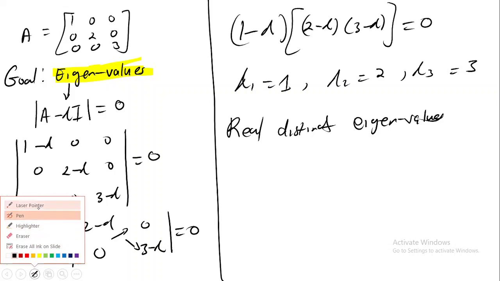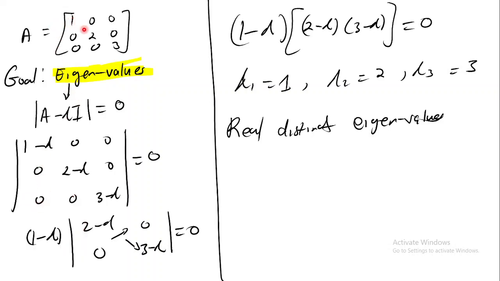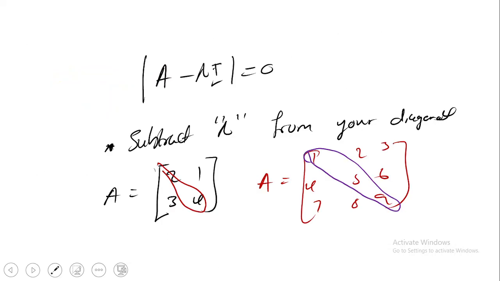Well, just a recap. You are given the matrix 1, 2, 3 on the diagonal with zeros elsewhere, and the goal is to get the eigenvalues. To get the eigenvalues, we use this formula, which is A minus lambda I equals 0. This implies that you need to subtract lambda from the diagonals, and I have shown you that for a 2x2 matrix, your diagonals are 2 and 4, and for a 3x3 matrix, 1, 5, and 9.